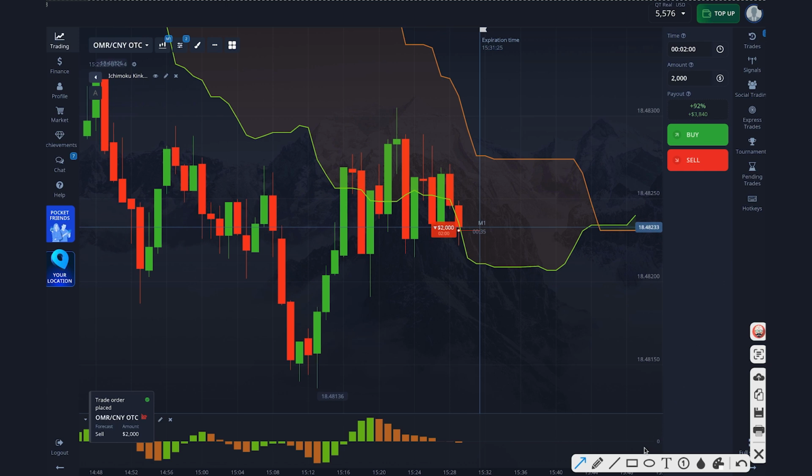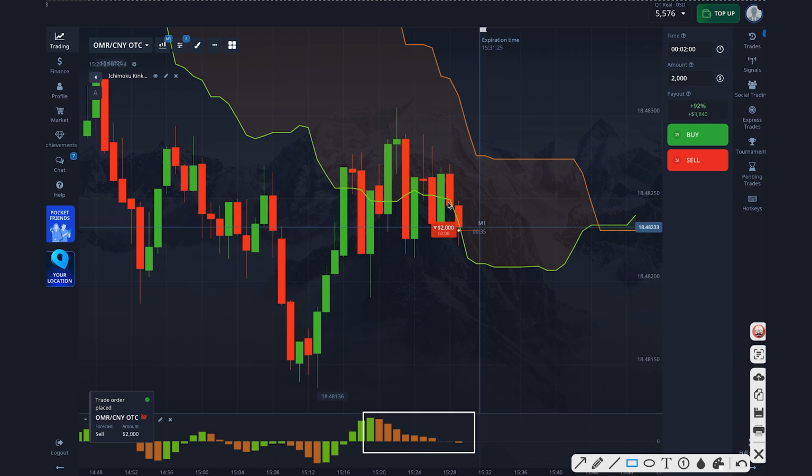Look, the first signal comes from the Awesome Oscillator. When the indicator columns show a downward movement, this is a direct reflection of the current trend direction on the chart. This signal indicates that the upward momentum has weakened and sellers now dominate the market, making it a good time to enter a downward trade.